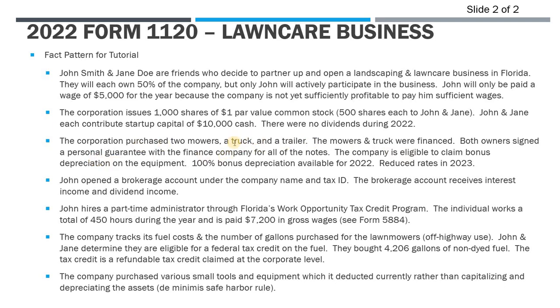Now, during the year, the corporation purchased some property, so the mowers, truck, and trailer, and they financed the purchases. And those purchases are going to be eligible for that bonus depreciation, so we'll take that. Also during the year, John opened a brokerage account under the company name and tax ID. And so there was some interest income and dividend income earned on that account.